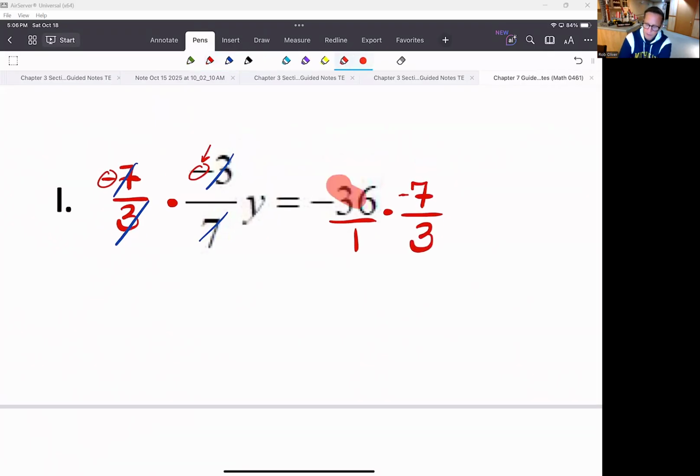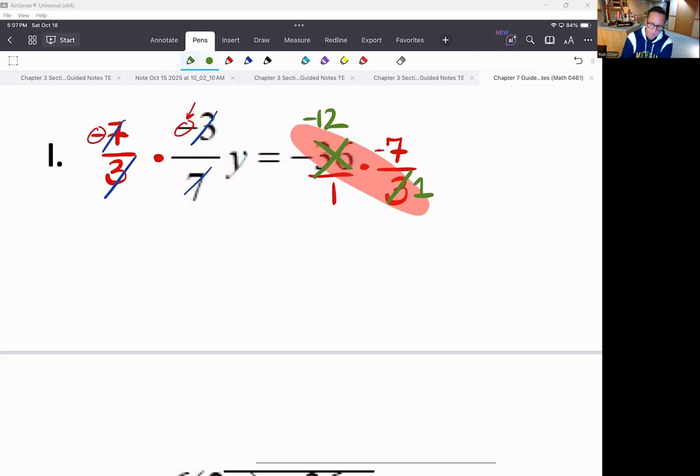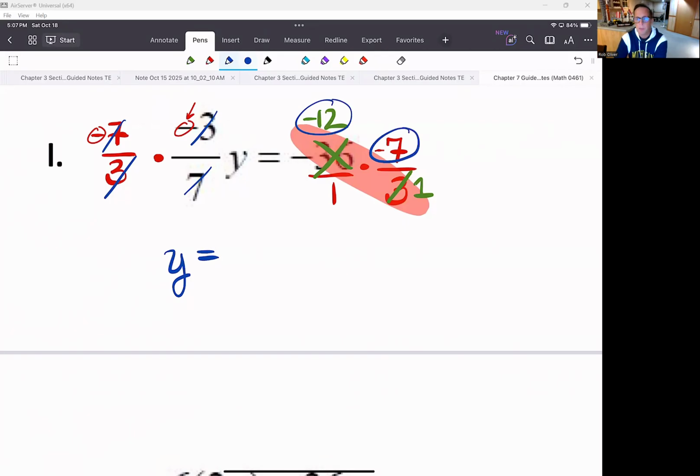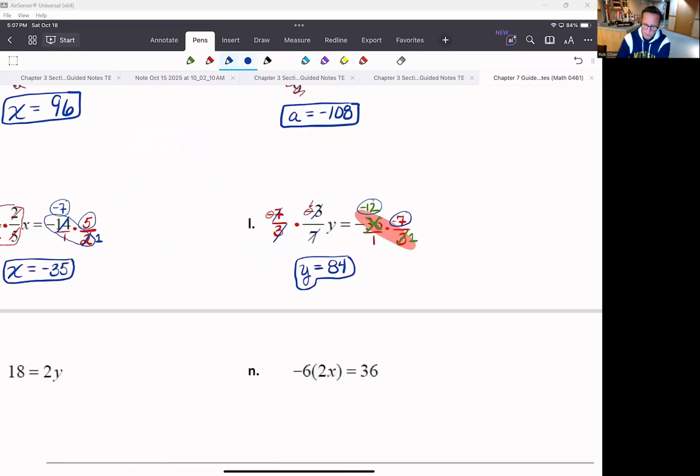Okay, and then right here, these could be cross canceled. Negative 36 divided by 3 is negative 12. Negative 12 right there. Okay, and 3 divided by itself is 1. All right, so now we have y equals, and then you just have to do negative 12 times negative 7. Now a negative times a negative is positive, and then 12 times 7 is 84. And that's that. All right.